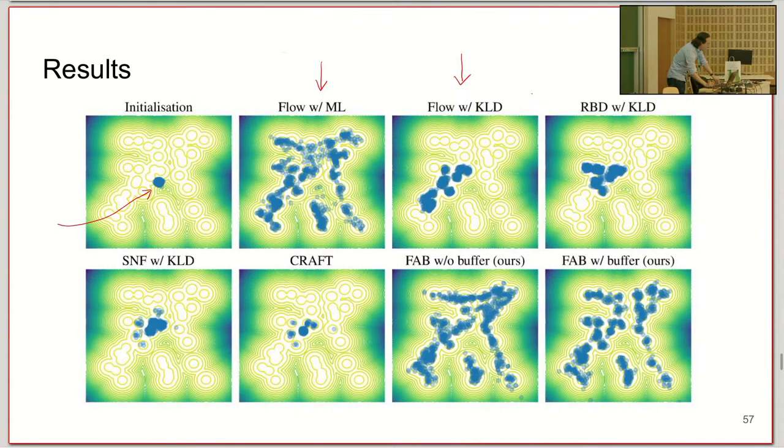You have many other baselines that I won't go much into the details of, but this is basically our method with a replay buffer. This is without the replay buffer, but with a replay buffer, which is what works better, is this one. And it covers all the modes. And you are not using real samples from the target. You are just generating samples from the minimum variance importance sampling distribution. You are able to cover these modes.